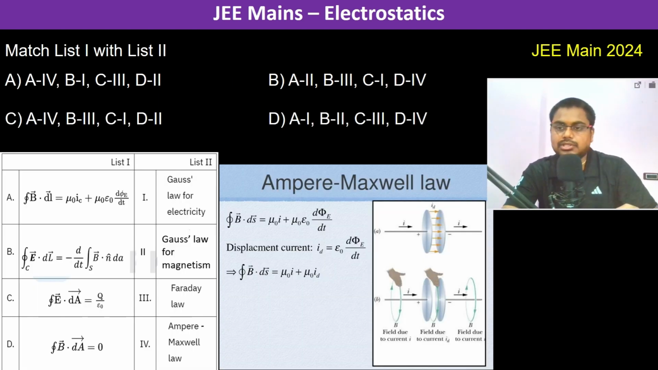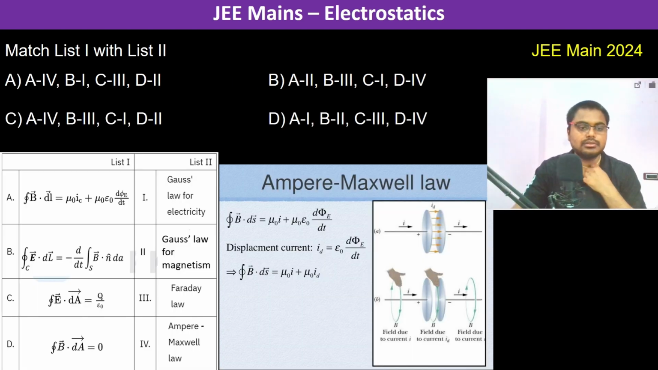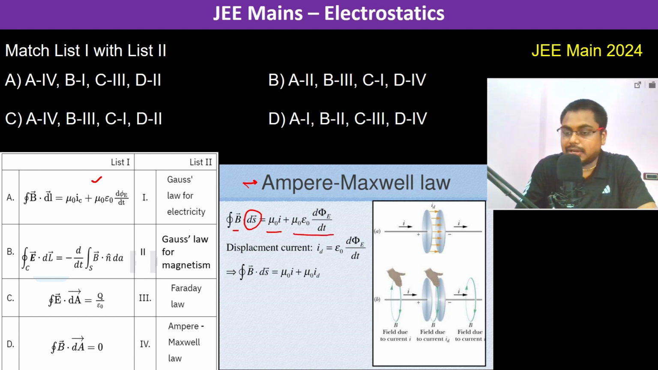Match list 1 with list 2. Okay, let's see one by one. So this is the first one. If you see, this is Ampere's Maxwell law. What does Ampere's Maxwell law state? It states that the magnetic field over a closed loop is equal to mu naught I plus mu naught epsilon naught d phi E by dt.